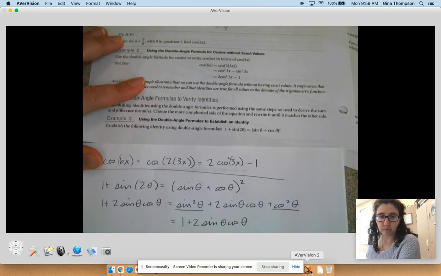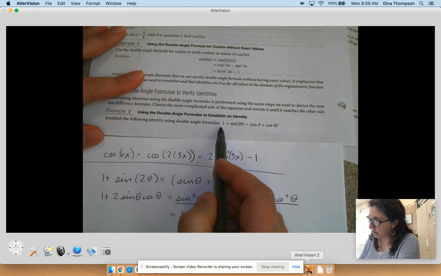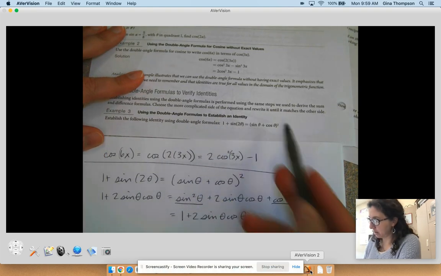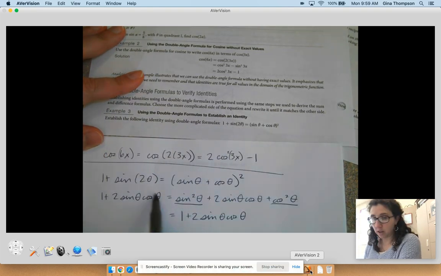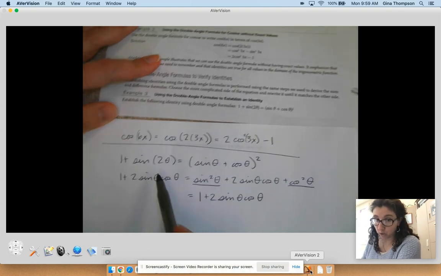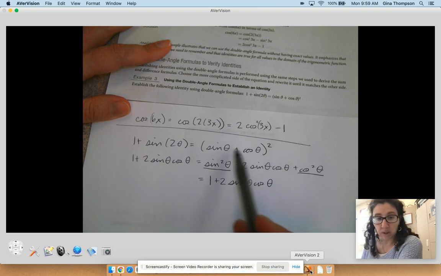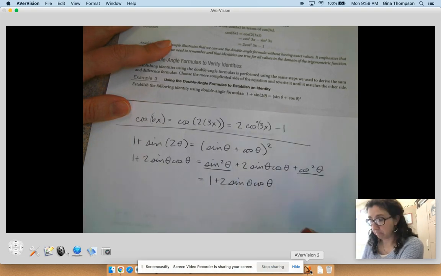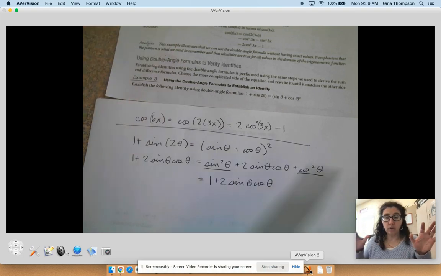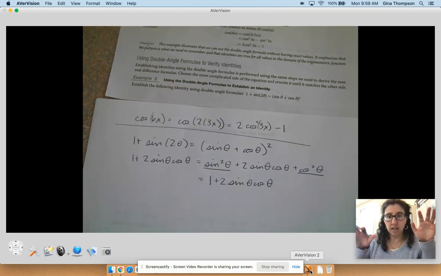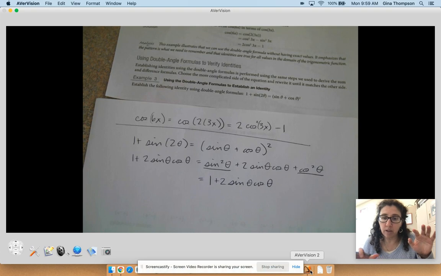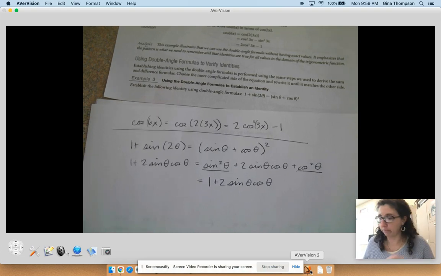Right? Original problem said to verify that this equaled that. So we used the formula given to us to replace this sine of 2 theta with this. We FOILed this out. We used the Pythagorean identity, and we saw that they were equal. So a lot of times, that's another thing that happens when verifying these identities: you work a little bit on one side and a little bit on the other, and then it shows that they're equal.